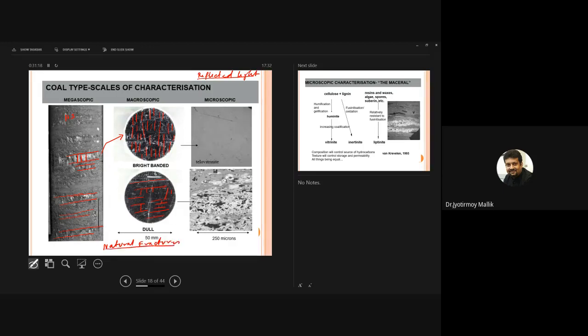And coal fractures are called cleats. Coal fractures are called cleats. The one set which is fairly continuous is called the face cleat, and the one which is perpendicular or at a very high angle to the face cleat, but somehow discontinuous, is called the butt cleat. Butt cleats.